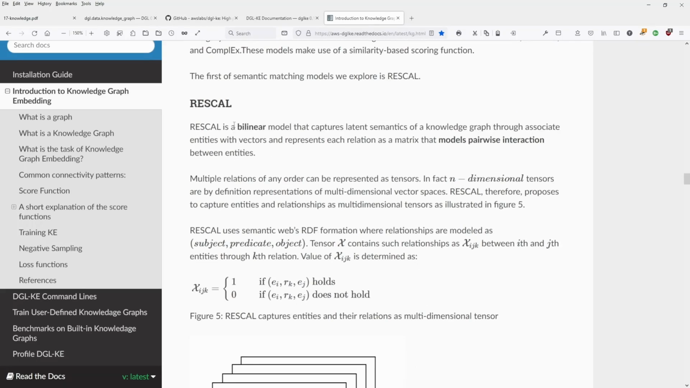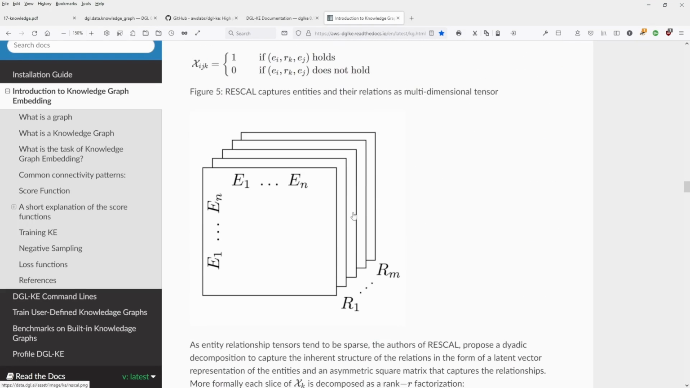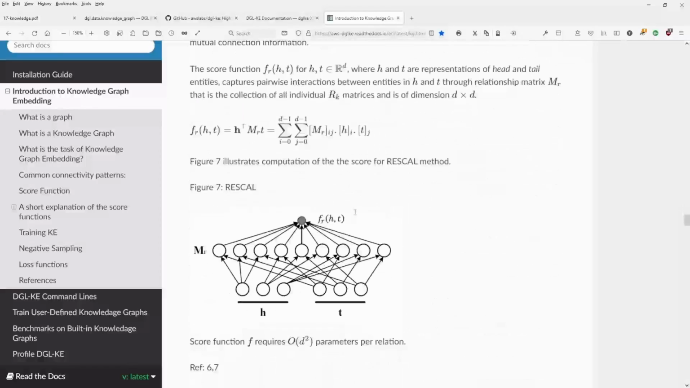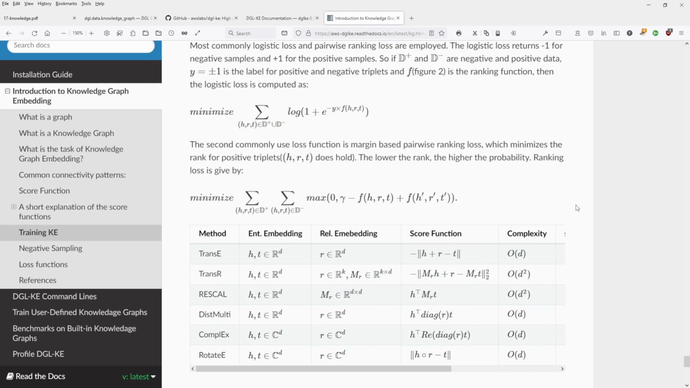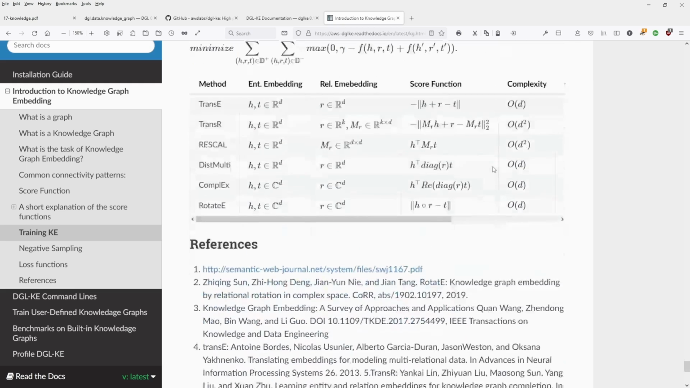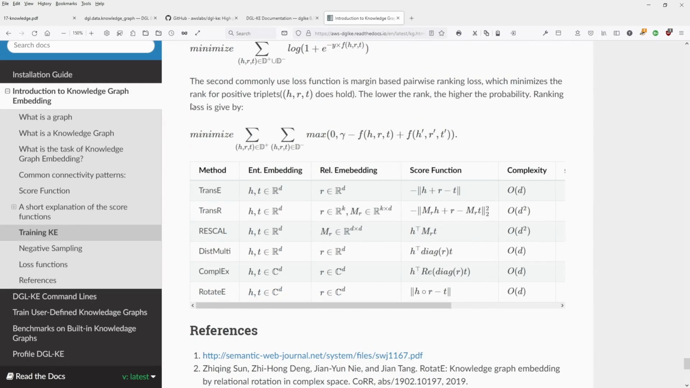RESCAL is now a bilinear model, so it gets a little bit more complicated, and if you want complicated you can have a look here. But this is not what we are interested in. As you can see, we have, again, negative sampling to shorten our compute time. We have loss functions. And you can see you have here different complexities, core functions, embeddings for all the different methods. Beautiful. So you jump right in and choose whatever you need, whatever you are looking for.